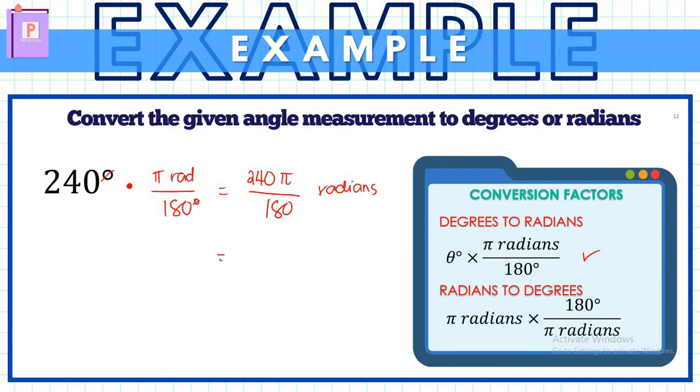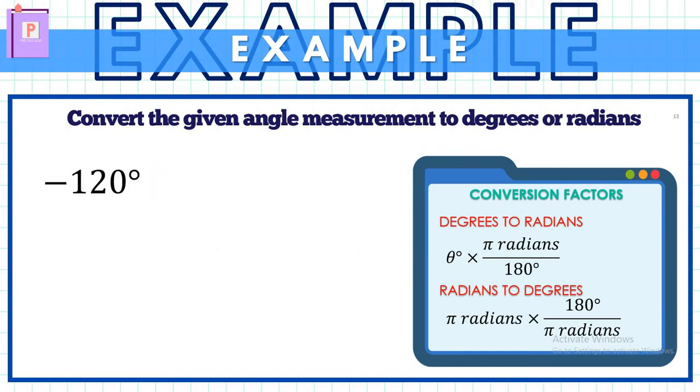Now, what you need to do next is to simply again input the values in your calculators. That is 240 pi all over 180. The result will be 4 over 3 pi radians, or you can also write it as 4 pi over 3 radians. Therefore, we can establish the relationship that 240 degrees is equal to 4 over 3 pi radians.